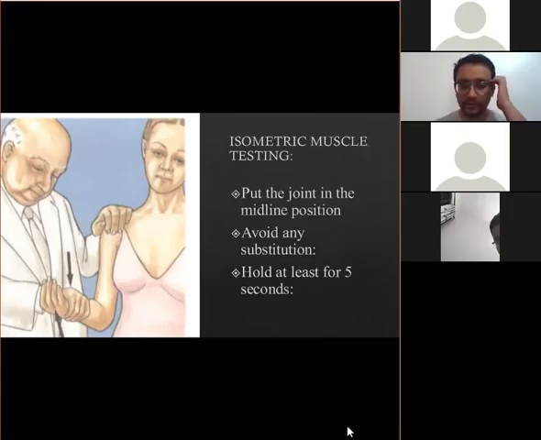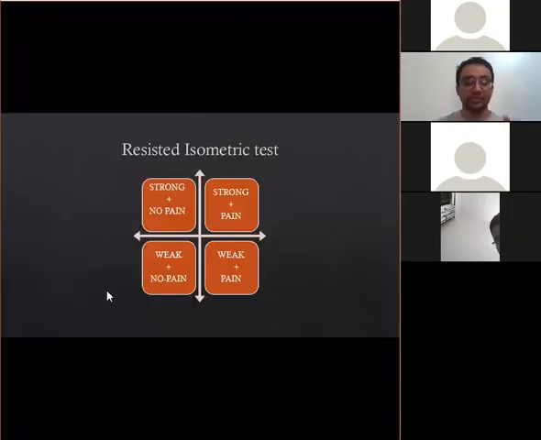So follow me again. I'll show you here on the chart. So you will see this matrix here. On the matrix, number 1, look at the screen. Strong but no pain. What does that mean? Muscle is strong when you did the isometric testing and there is no pain. Muscle is normal. We don't have to worry about the muscle. We can now move to look for another structure. It could be capsule, ligament, joint surface, anything else, but it is not the muscle. We know for sure it is not the muscle.